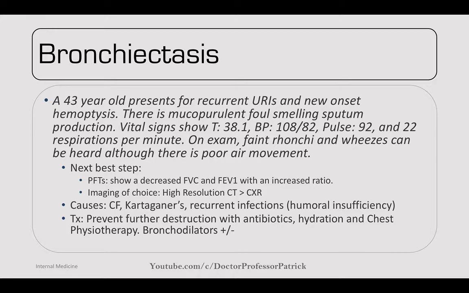The next best step is going to be PFTs, which will show an obstructive pattern, so a decreased FVC and FEV1 with an increased ratio. And imaging, like a high-resolution CT, is easier to see than a chest x-ray. So some of the causes are cystic fibrosis, Kartagener's, and recurrent infections, say due to a humoral insufficiency. And to treat this, you want to give antibiotics, hydration, and chest physiotherapy to decrease further destruction by other infections.